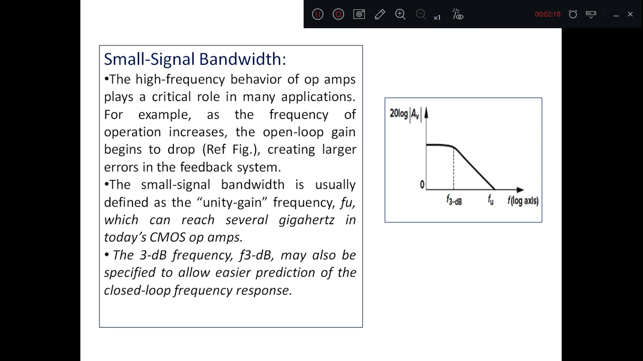What you should know is, here, as the frequency of operation increases, the open loop gain begins to drop. And what is this FU? FU is the unity gain frequency. And this is several gigahertz in today's CMOS op-amps. The 3 dB frequency, that is F3dB, may also be specified to allow easier prediction of the closed loop frequency response.